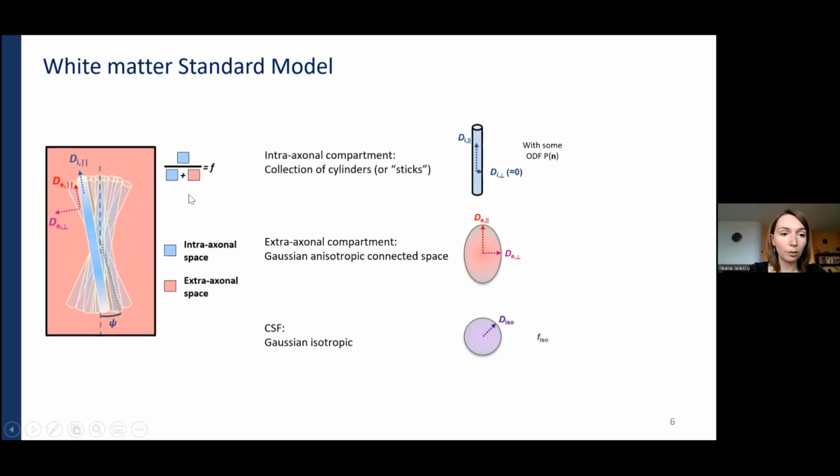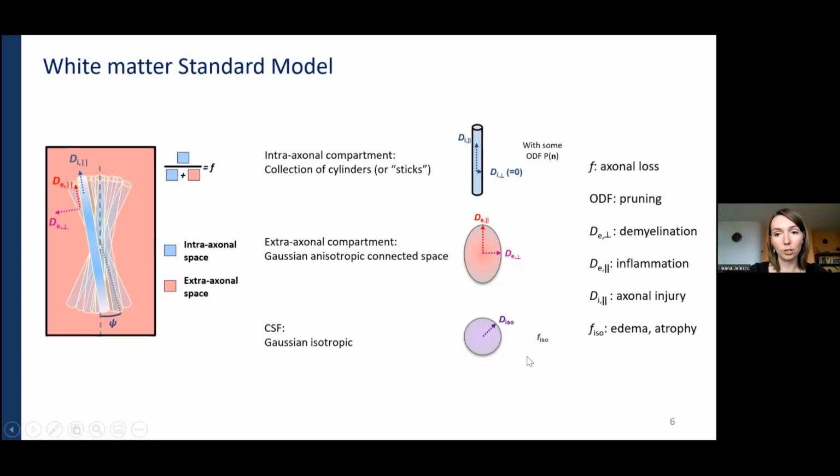This is a model of white matter where we assume 2 or maximum 3 compartments. On the one hand, we have the intra-axonal compartment, which is a collection of sticks with the intra-axonal diffusivity D_i and some orientation dispersion to this ensemble of sticks. Then we have an extra-axonal compartment, which is often modeled as Gaussian anisotropic, characterized by 2 different diffusivities. And then one may also add a CSF compartment, which is modeled as Gaussian isotropic diffusion with some weighted fraction to it as well.